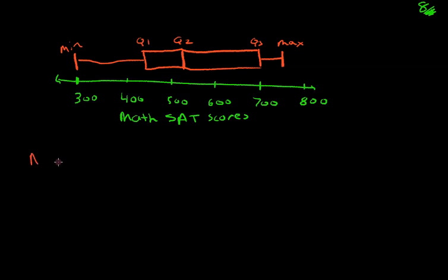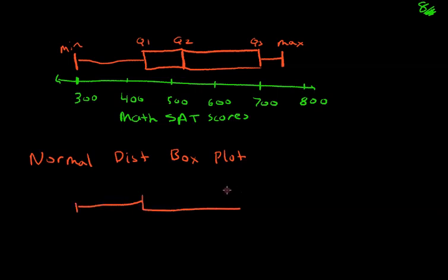Well, a normal distribution box plot would look something like this. Every interval would be about the same. This distance is about the same as this distance, which is about the same as that distance, which is about the same as that distance. So everything is really symmetric about a normal distribution box plot. A normal distribution box plot would look something like this.